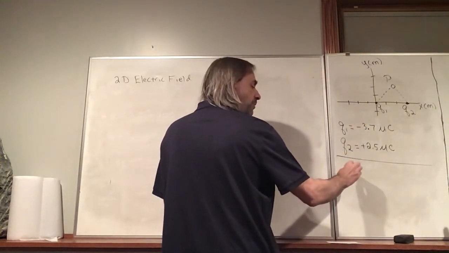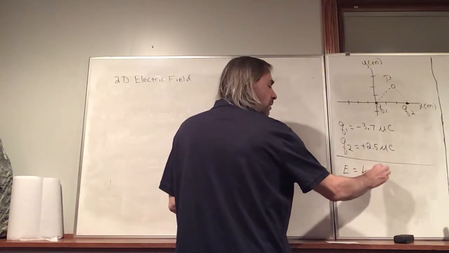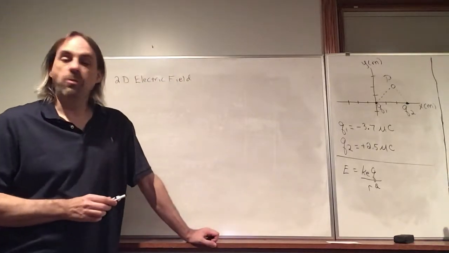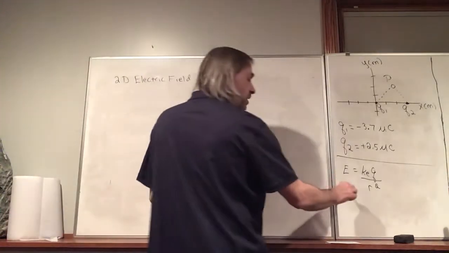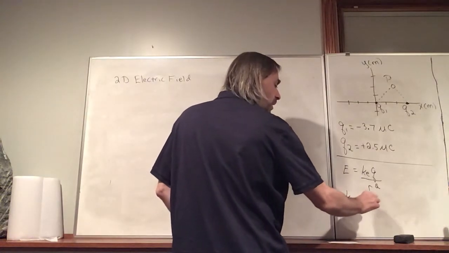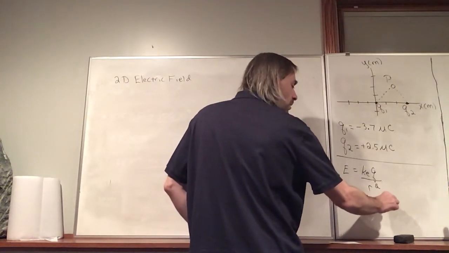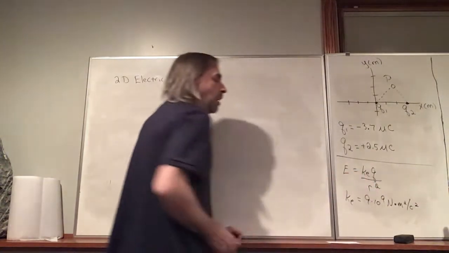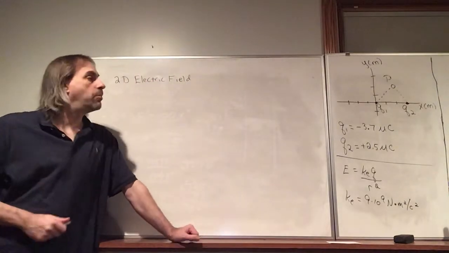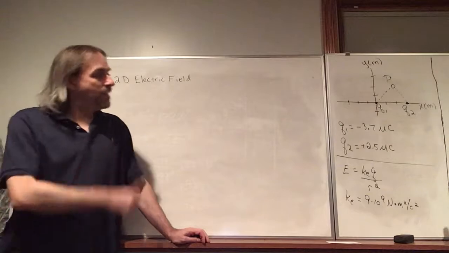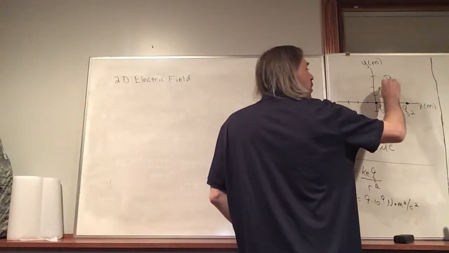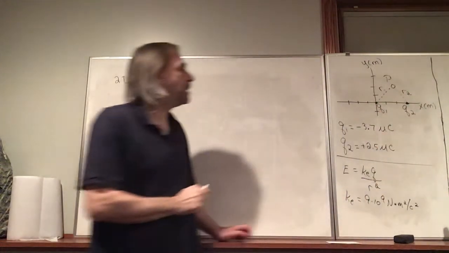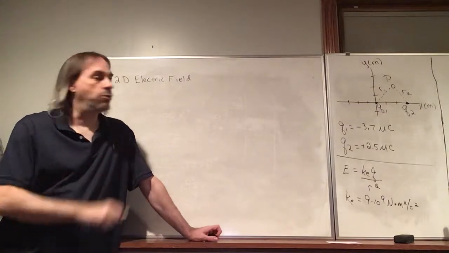The electric field due to a point charge is k_e q over r squared, where k_e is Coulomb's constant and r is the distance from the charge to the point in question. Let's label these in the graph. Let's call this R1 and this R2. R1 is the distance from Q1 to P, and R2 is the distance from Q2 to P.